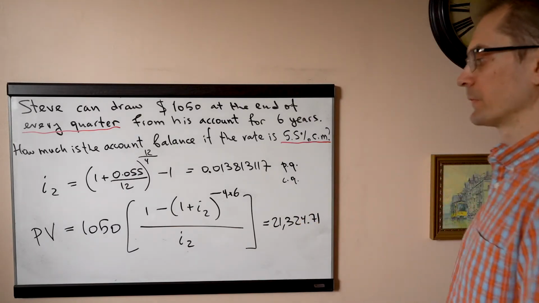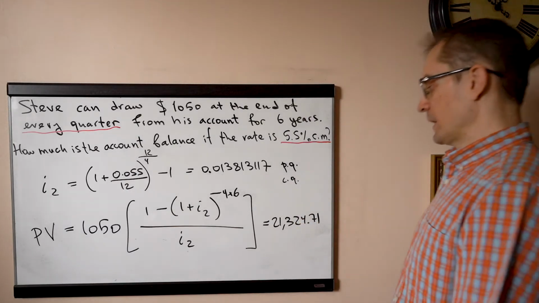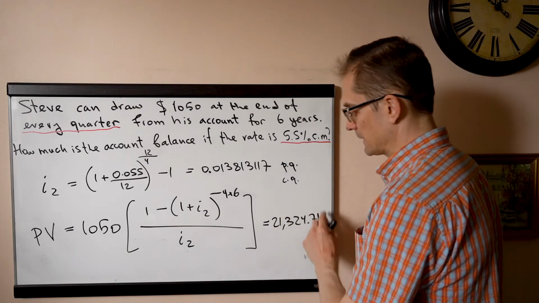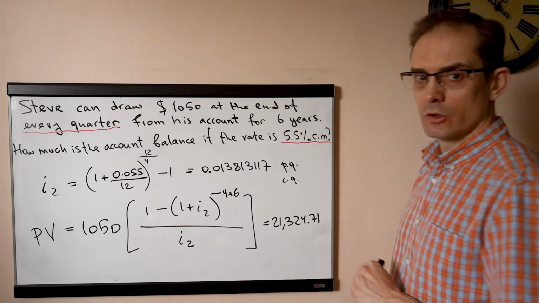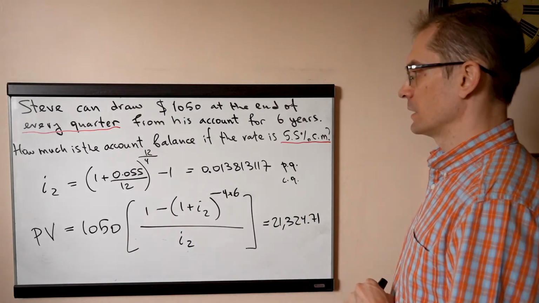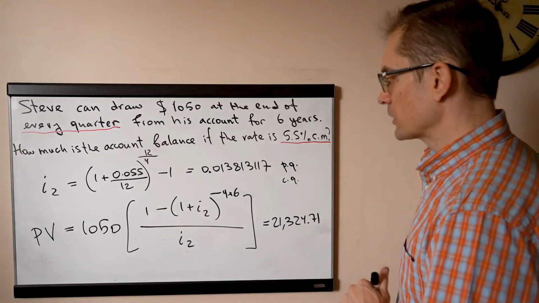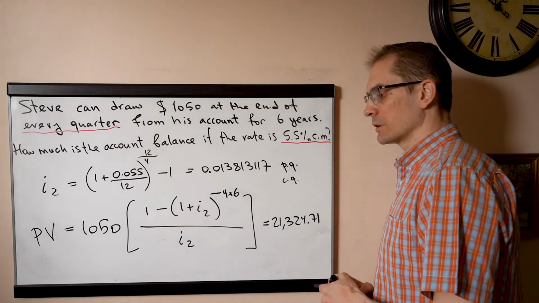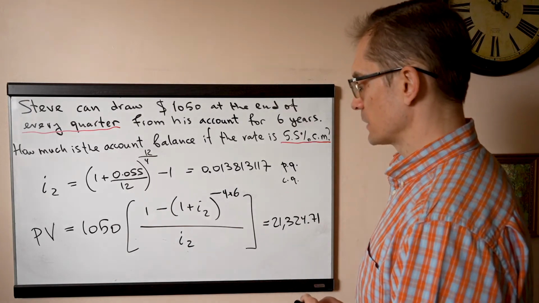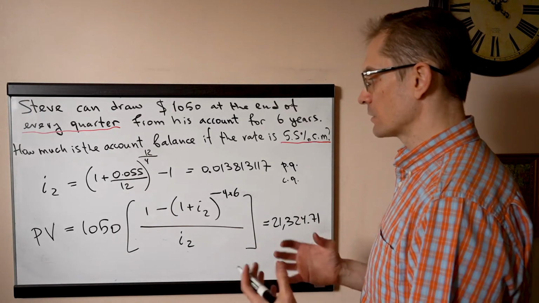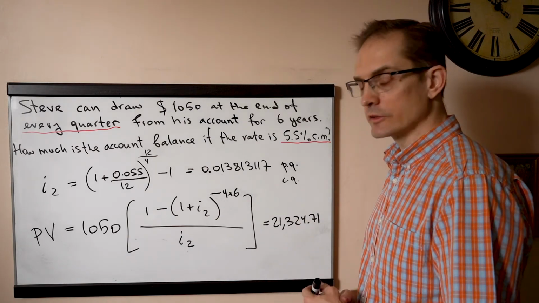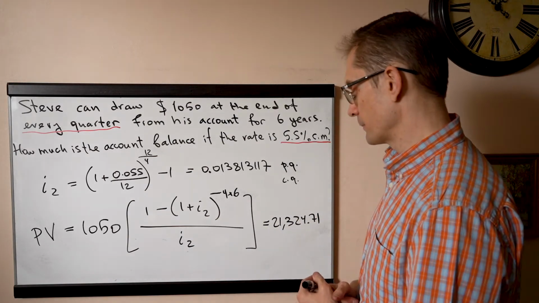21,324.71. Okay. So Steve has this much money in the account, and from that amount he can draw 1,050 at the end of every quarter. Just to refresh our memory, let's also answer another question, which is how much interest will be included in all the payments, right? So let's ask a question about interest.